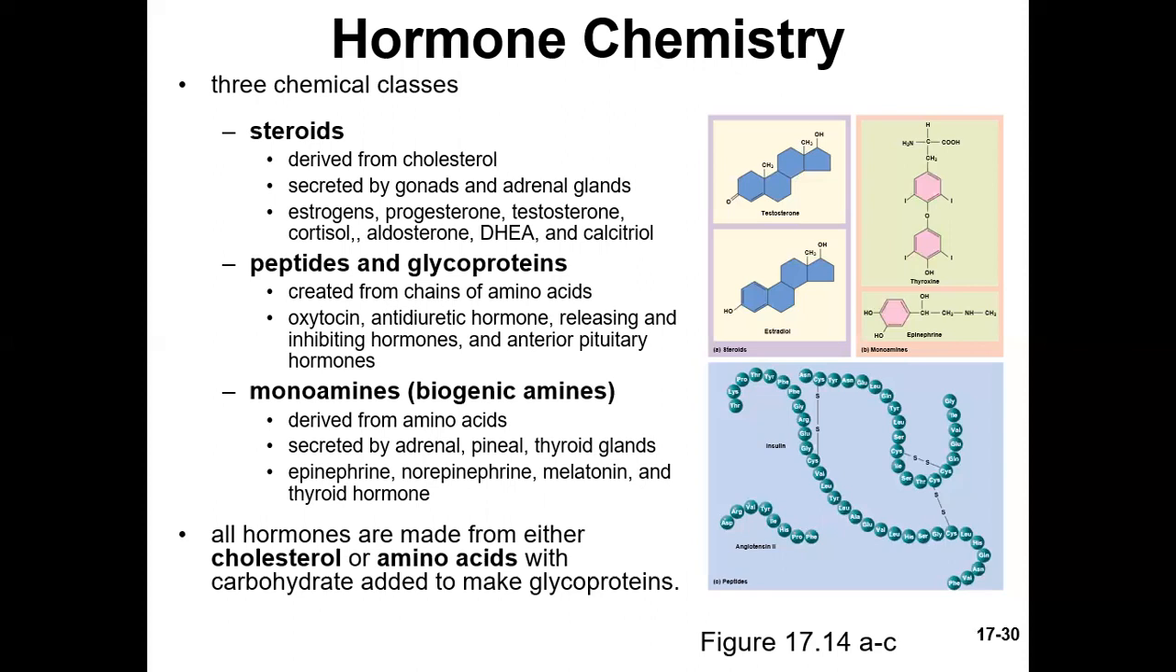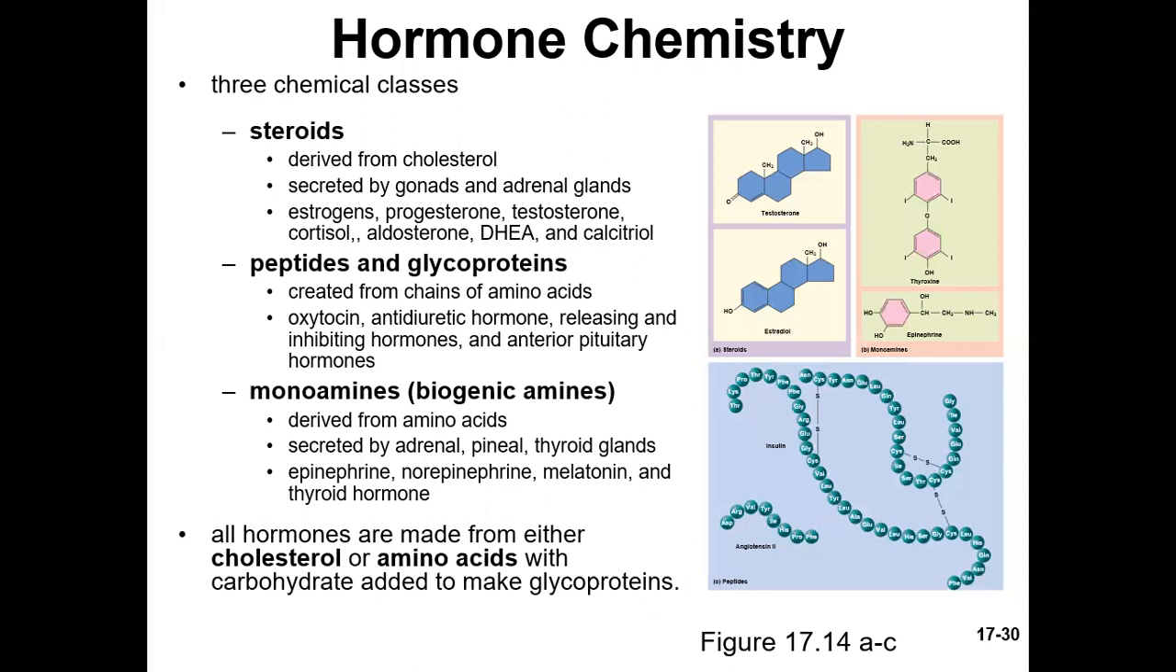Then we have biogenic amines or monoamines. These are derived from amino acids. These are types of hormones that are secreted by the adrenal, pineal, and thyroid glands. So as we walk through each organ, you can put them in their classes and see the hormones that they produce, their structure. This would also include epinephrine, norepinephrine, melatonin, and thyroid hormone, clearly because we mentioned pineal and thyroid glands.